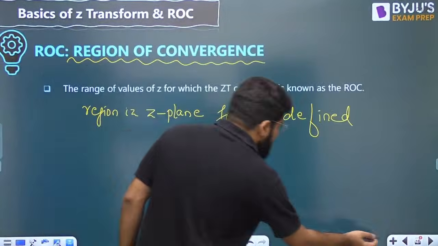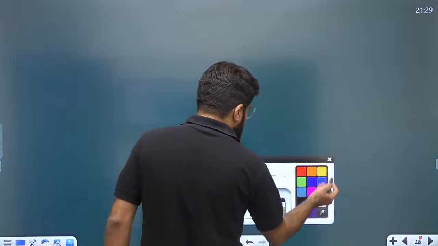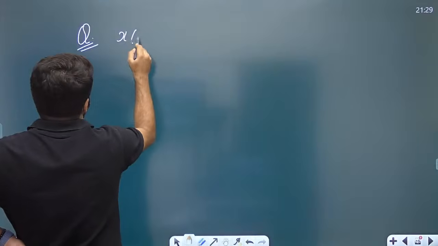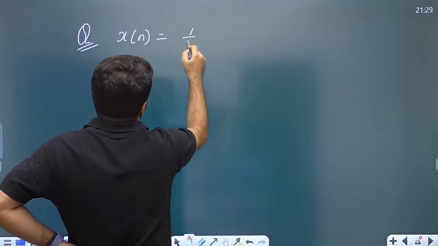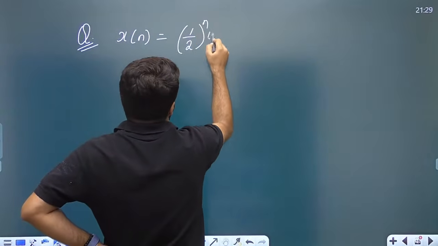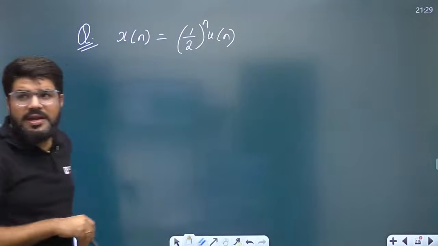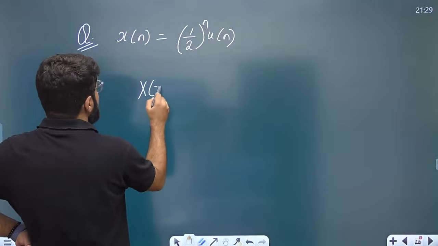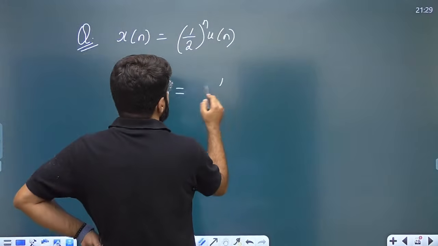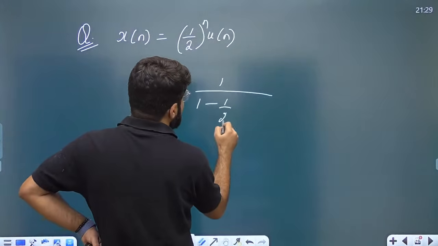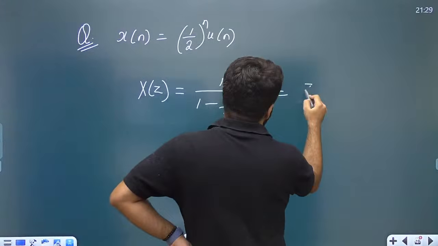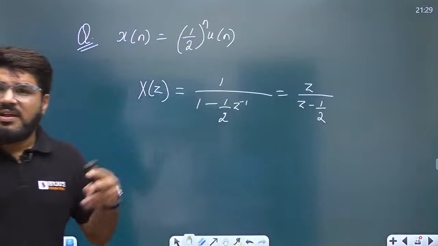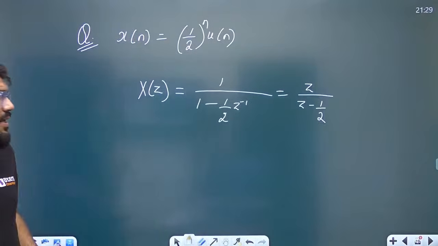So let me take up a simple example here. What should be the Z transform of half power n un? Now everyone will be able to write down this answer easily. Sir, it is given by X(z), which is 1 upon 1 minus a z inverse, or it is equal to z upon z minus a. You can remember both the formulas: 1 upon 1 minus a z inverse or z upon z minus a.